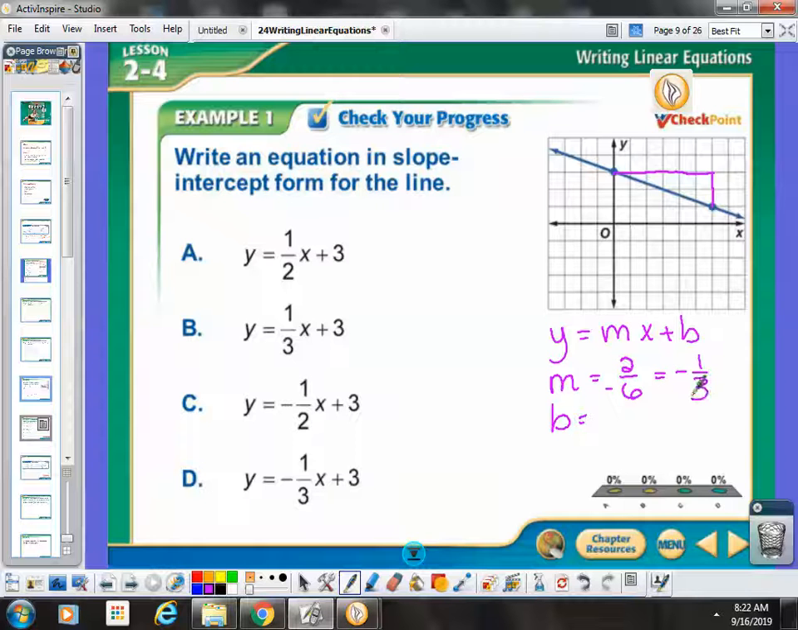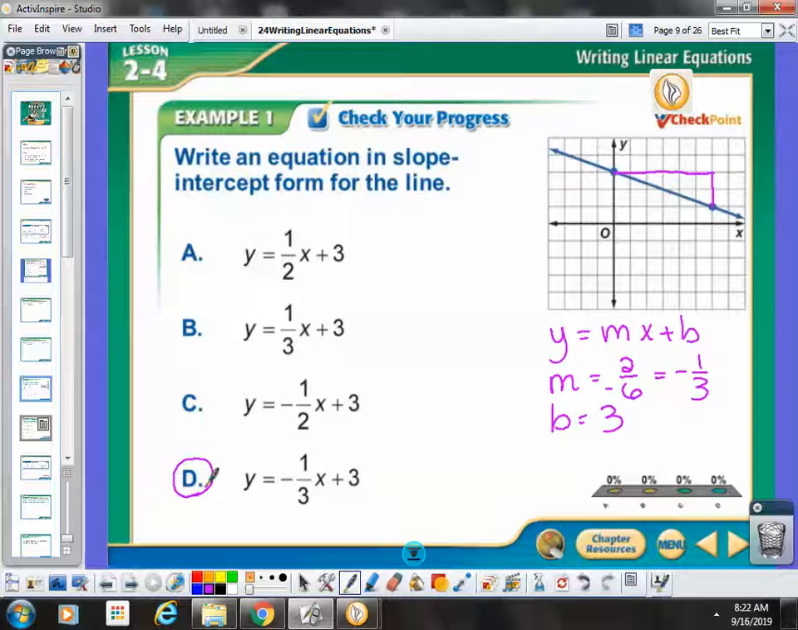-1/3. And please leave slope as a fraction. We don't want a decimal. Now the y-intercept, could I pick that out just looking at the graph? Yes. Where does it cross the y-axis at? 1, 2, 3. So my equation should be y equals -1/3 x plus 3.